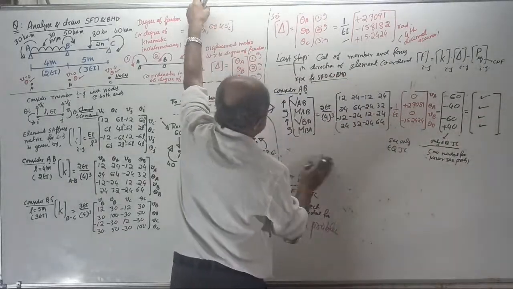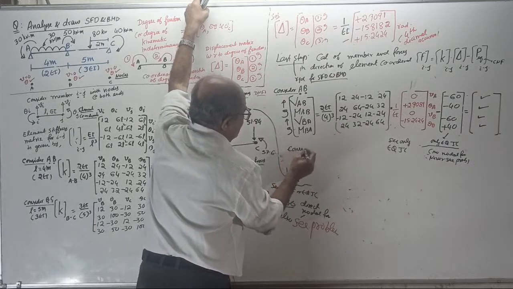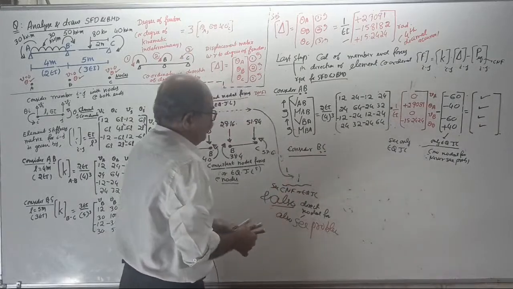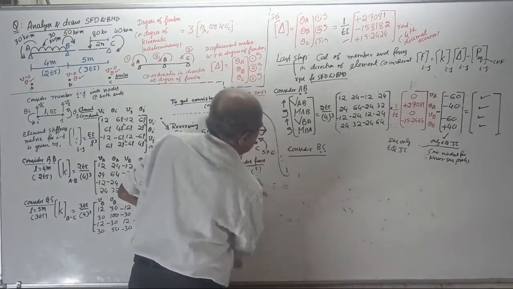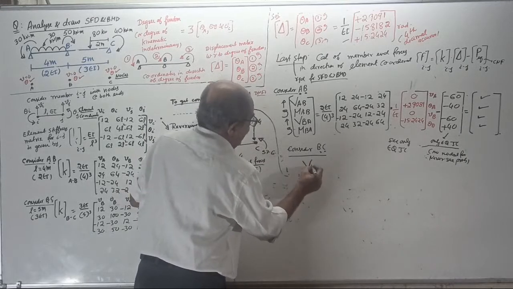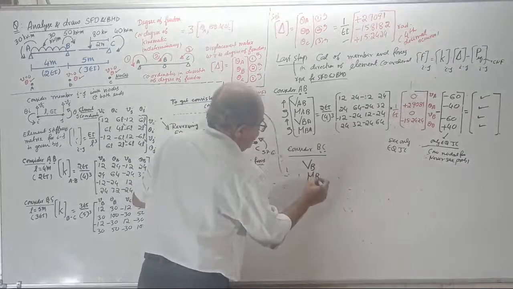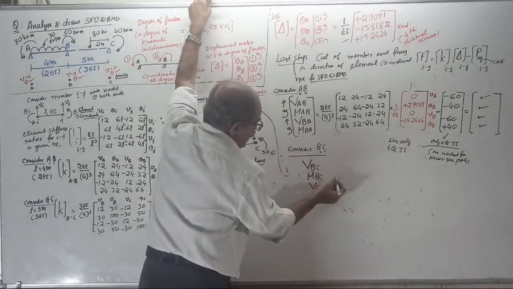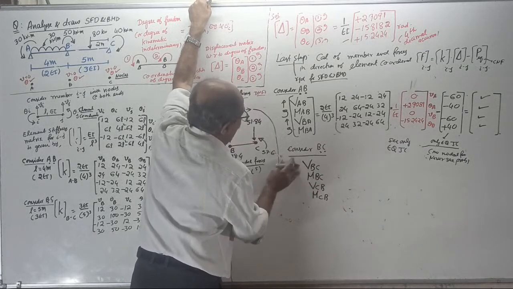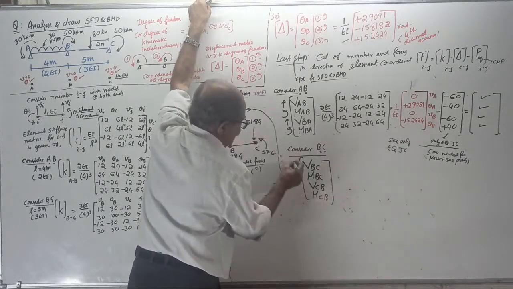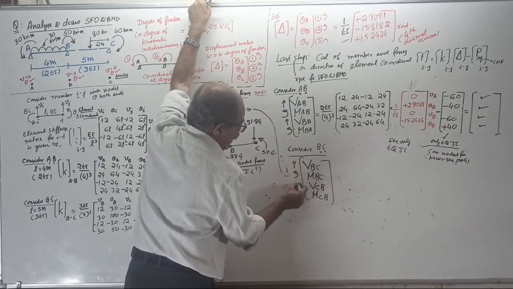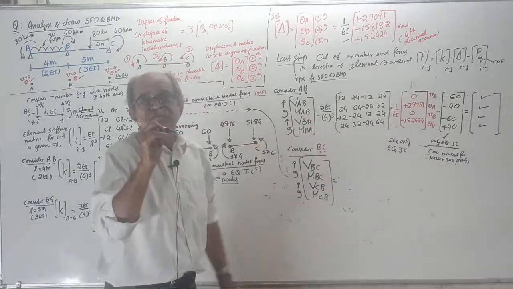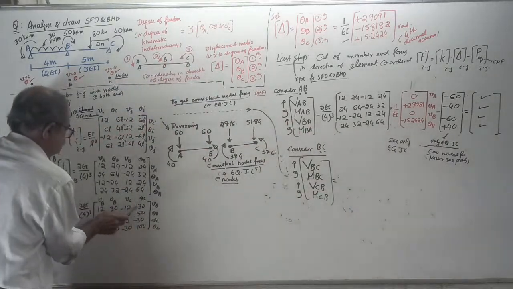Okay, now, next, consider BC. When you consider BC, you are getting VB, MB, VC, MC. VBC, MBC, VCB, MCB. How? Upward, anti-clockwise, upward, anti-clockwise, equal to the element stiffness matrix for BC. Come.